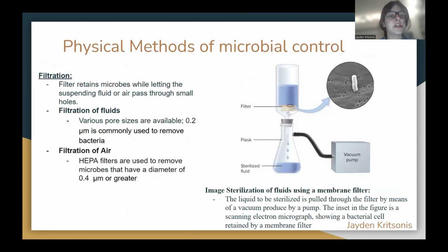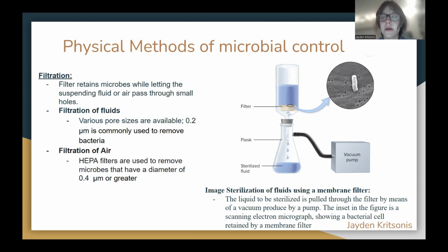Another method is filtration. Filters retain microbes while letting the suspending fluid or air pass through small holes. Filtration, there are two types. Filtration of fluids, for which various pore sizes are available. The 0.2 is commonly used to remove bacteria. And the filtration of air: HEPA filters are used to remove microbes that have a diameter of 0.4 or greater.